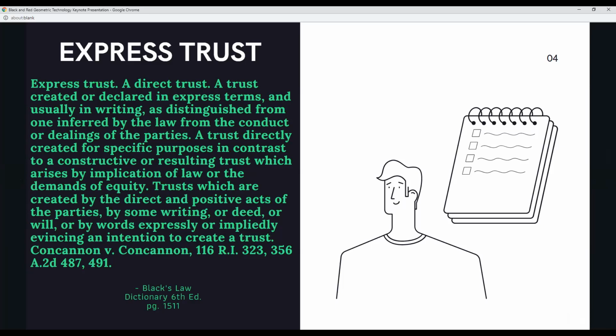So therefore, even if you have an intention to create a trust, it's an expression. If you're voicing or you're writing down that you intend on expressing a trust, it's very powerful. Even just getting one started is better than not having one at all.